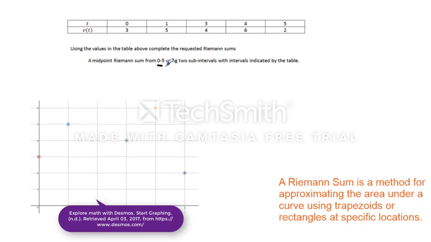So a midpoint Riemann sum from 0 to 5, and we'll notice that I'm now doing 2 subintervals. So I want to be able to span from 0 to 5, and my intervals are going to be indicated by the table. What that means is that my table should split up evenly or nicely in order to do this midpoint Riemann sum using 2 subintervals. So I'm going to go ahead and draw those subintervals.